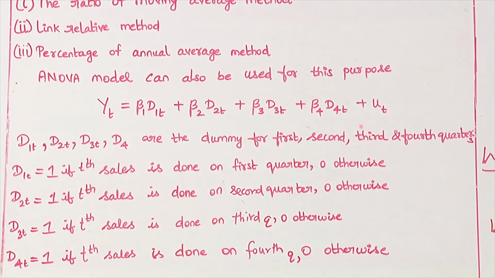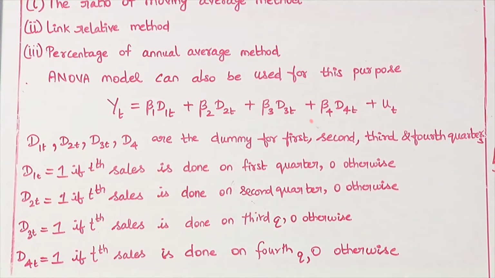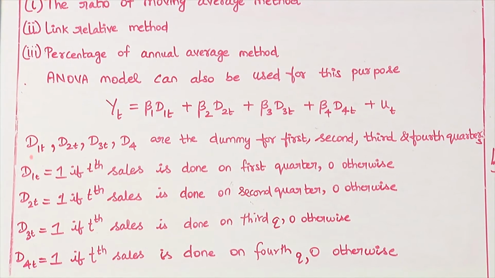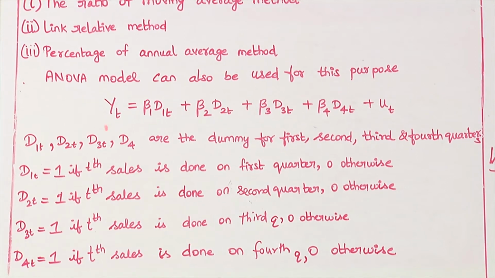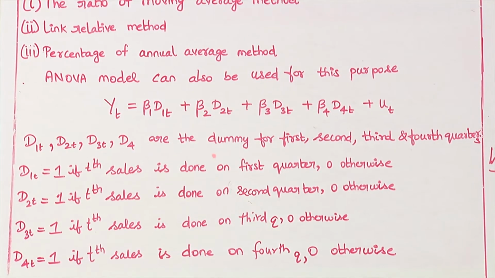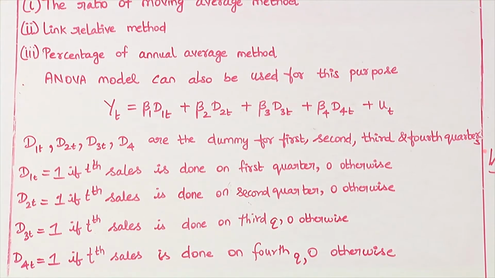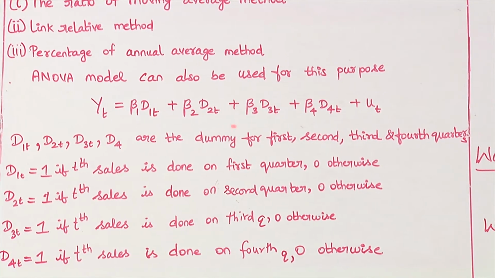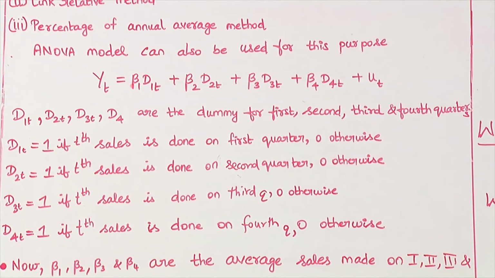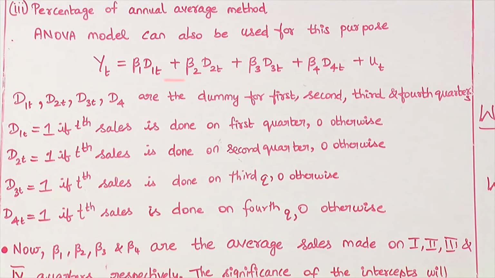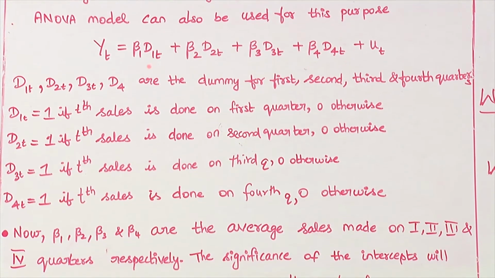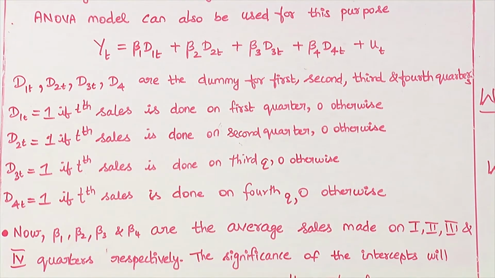We already know there are only 4 quarters in a year. For each quarter we have one dummy. For example, d1t, d2t, d3t, d4t are the dummies for the first, second, third and fourth quarters. So, all 4 dummies are introduced into the model. To avoid the dummy variable trap, we are dropping the intercept term from this ANOVA model. So, for all the quarters dummy variables are introduced, but the intercept term is dropped.